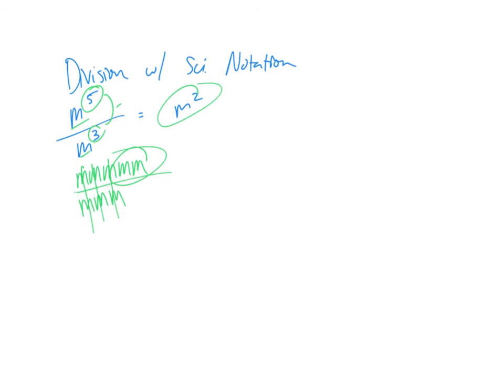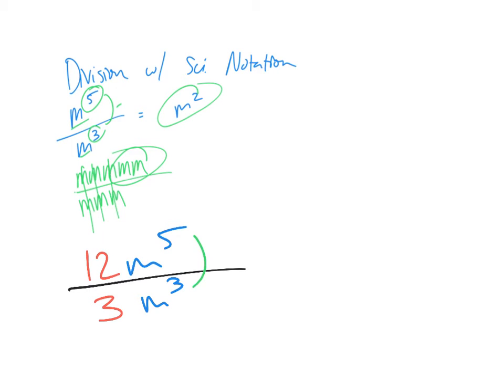We take that one step further with other skills that we know, and we add some coefficients. 12m to the fifth being divided by 3m to the third. I just pulled the exact same problem from before, so I know that based on my subtraction idea of common base exponents, I'm going to end with m to the second again.